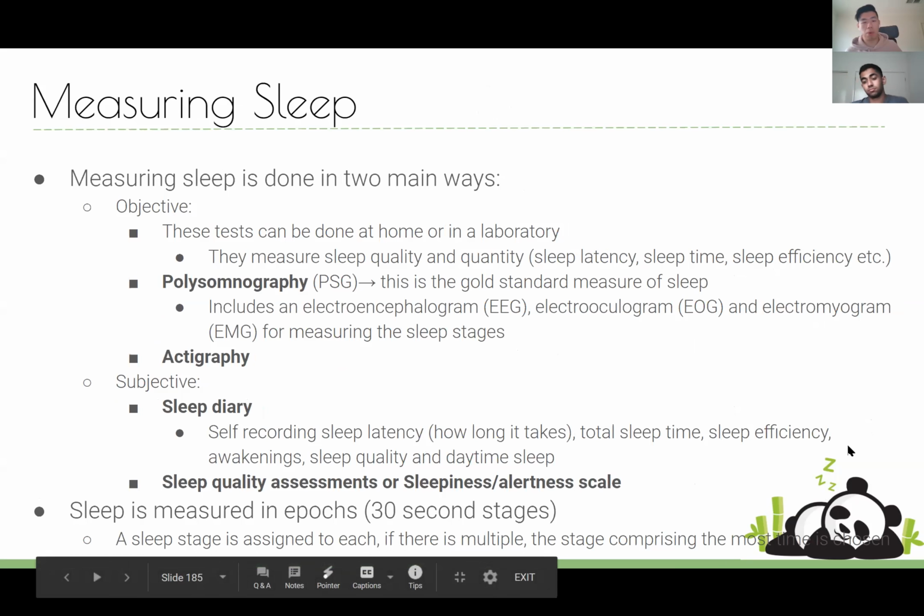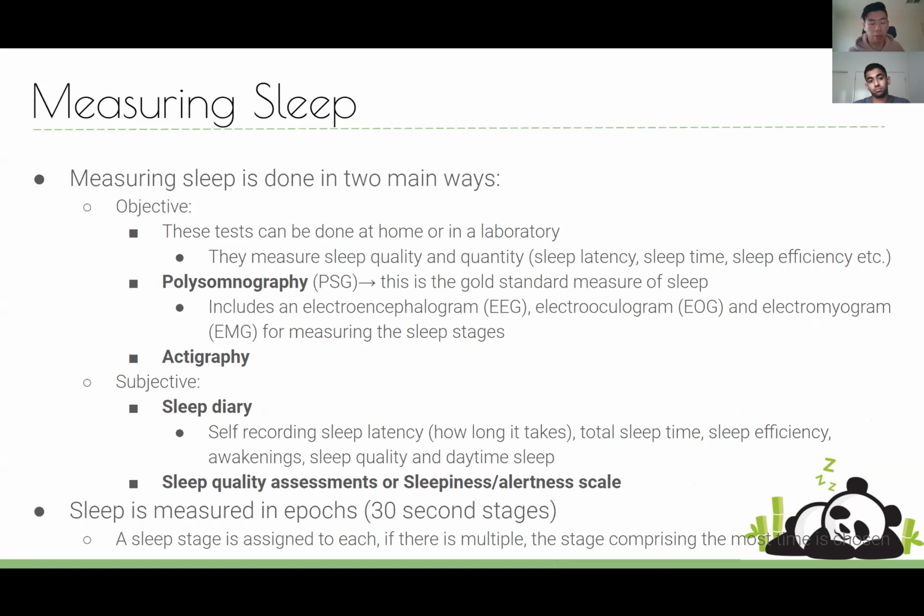Sleep can be measured in a couple of ways, and this is a little bit more important. There are objective measures and subjective measures. The objective measures are your polysomnographies and your actigraphies, and your subjective are your sleep diaries, sleep quizzes and assessment scores, your Epworth sleepiness scale, for instance. Your polysomnographies are your gold standard, but they're also kind of annoying due to having to go into a lab to sleep. But some of these can be done at home, and that's a bit better.